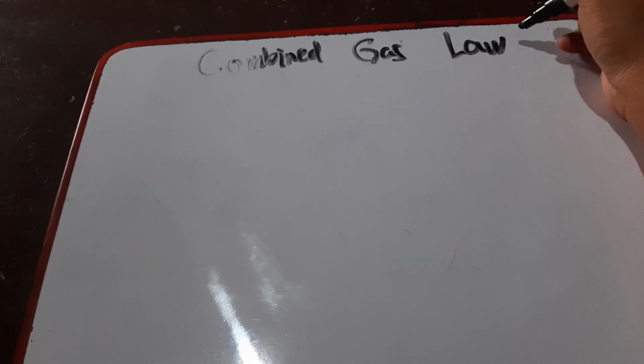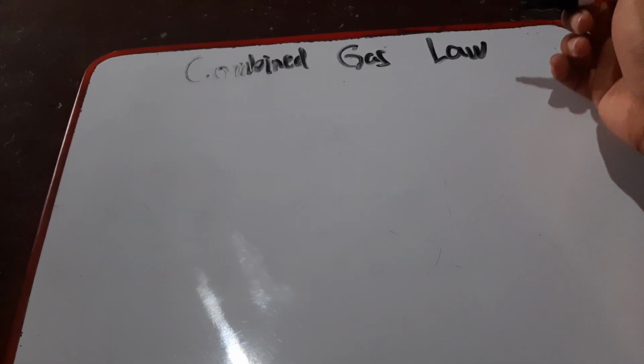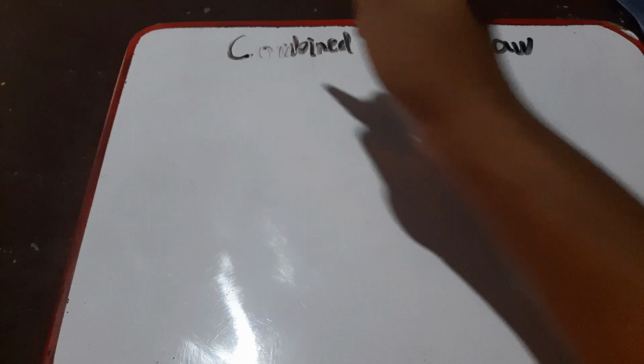So he called this equation, di ba, very clever of whoever named it, the combined gas law. He ran out of names. Maybe he didn't want to name it after himself, or maybe the scientific community didn't want to name it after him because he simply combined three separate laws, di ba? Three different scientists in three different times talking about the same thing. Just how amazing is that?